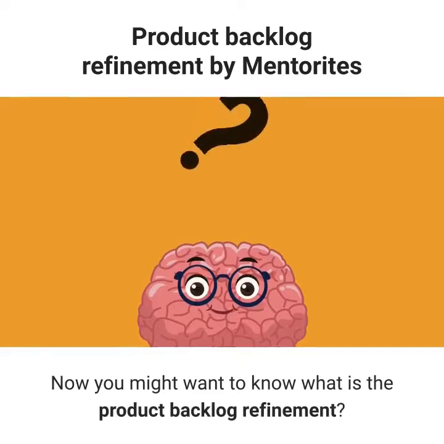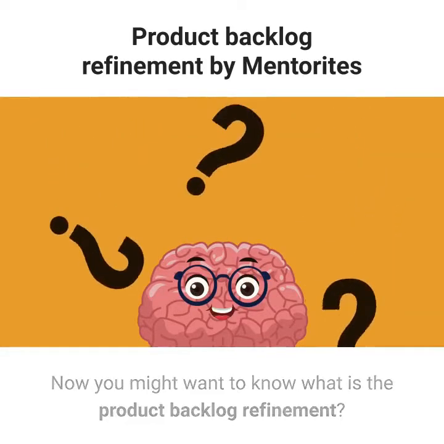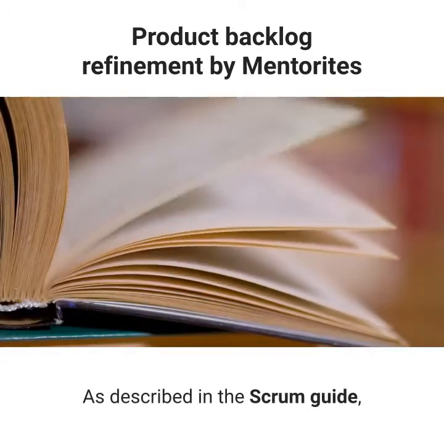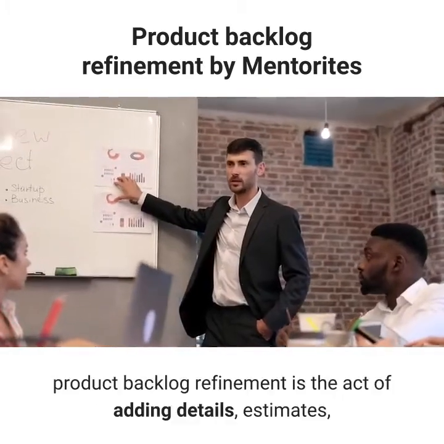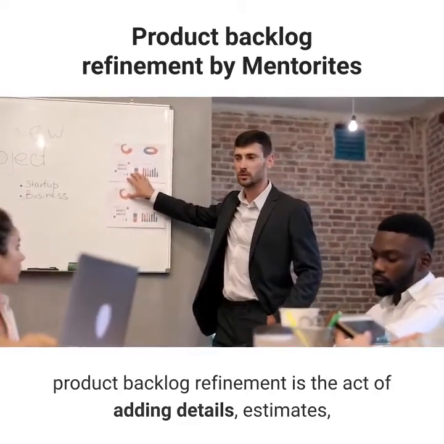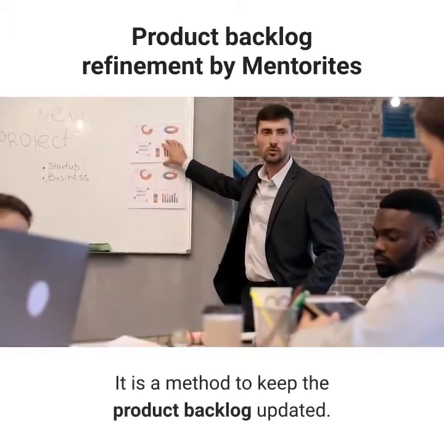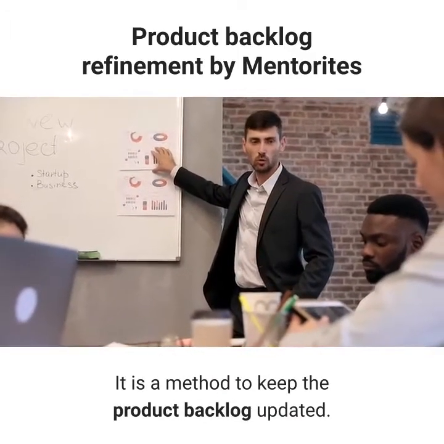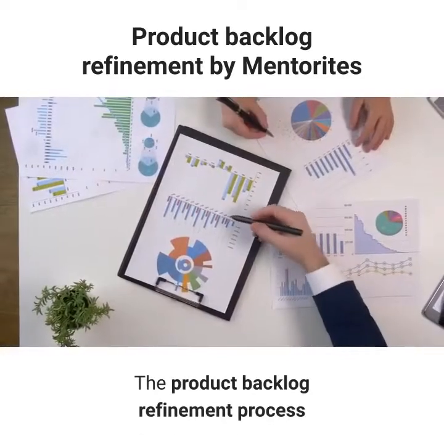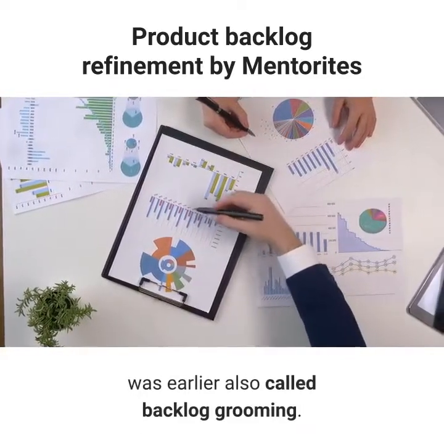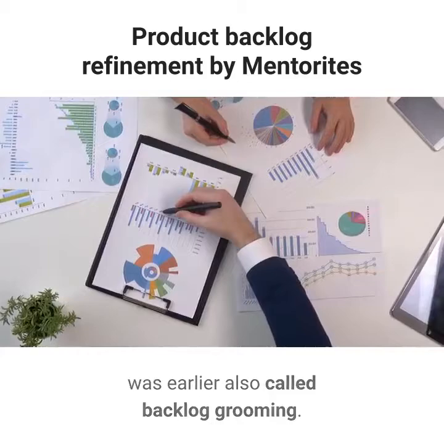Now you might want to know, what is the product backlog refinement? As described in the Scrum Guide, product backlog refinement is the act of adding details, estimates, and orders to the items of the product backlog. It is a method to keep the product backlog updated. The product backlog refinement process was earlier also called backlog grooming.